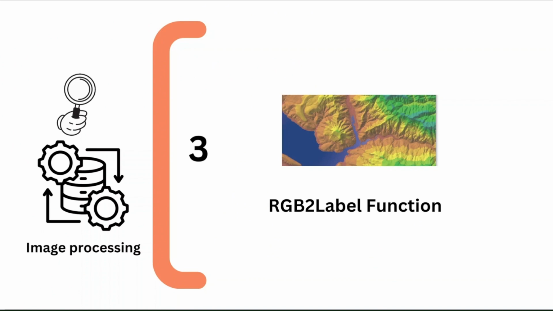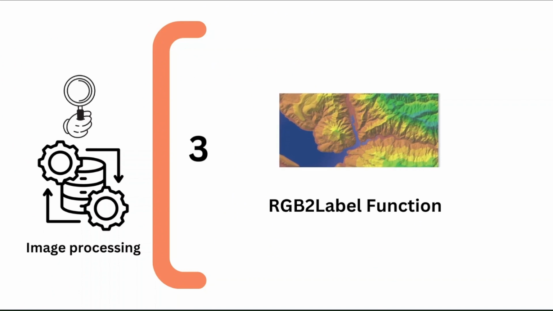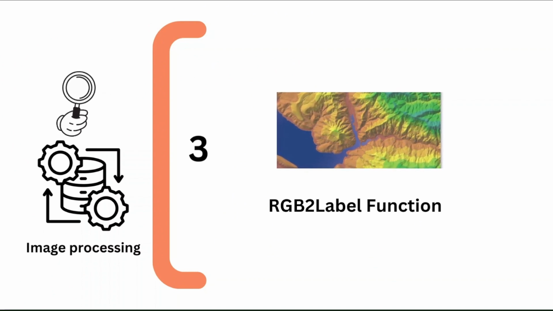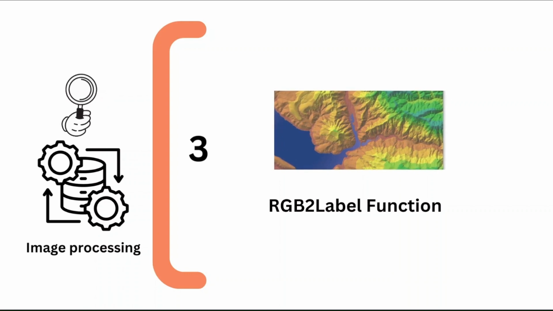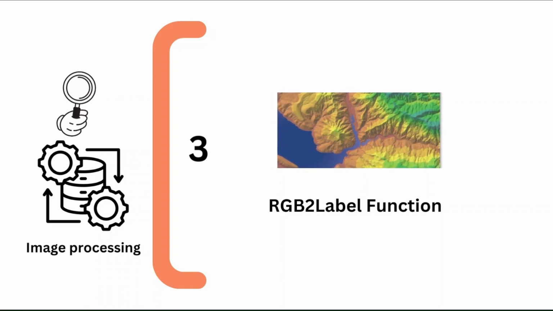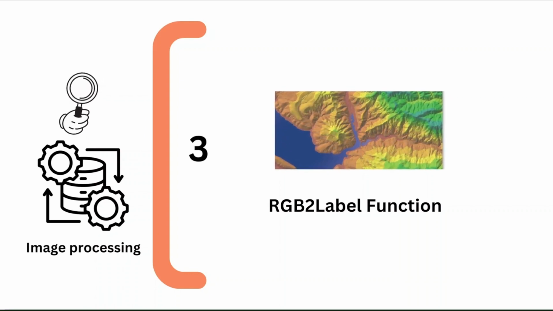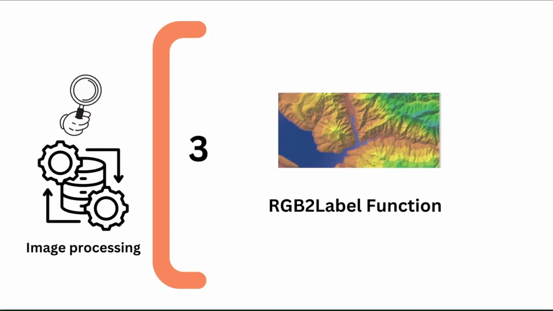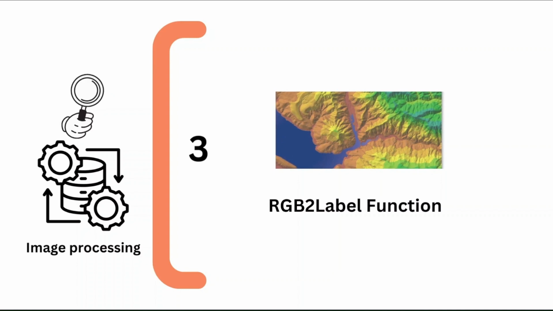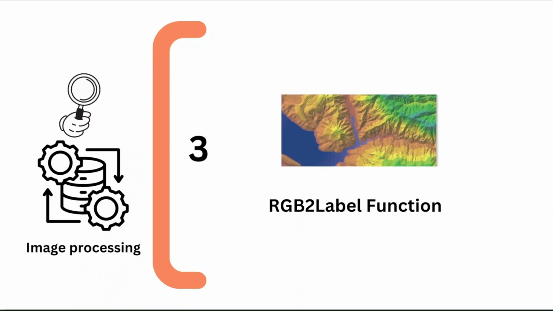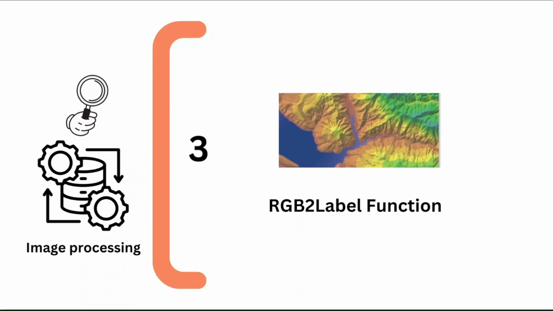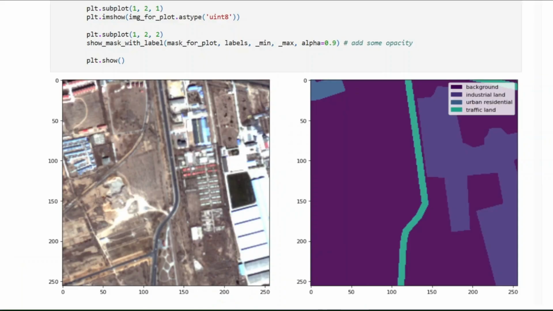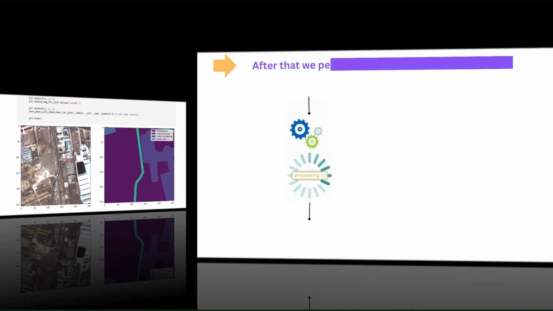Next we move on to the RGB2 function. The RGB2 function, specifically in CNN, is to convert RGB color images into label maps or segmentation masks. Its main function is to map each pixel in an RGB image to a corresponding label or class identifier, effectively converting it into a pixel-wise classification problem. Now we see that the left image is the satellite image and the right image is the processed labeled image.